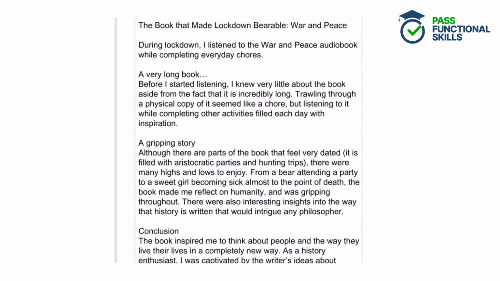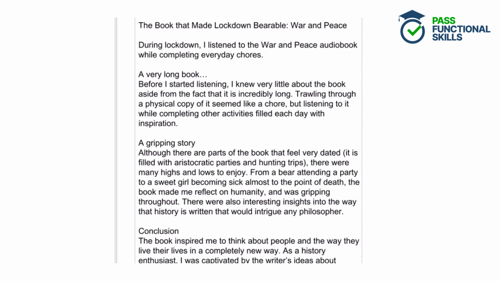The book that made lockdown bearable: War and Peace. During lockdown, I listened to the War and Peace audiobook while completing everyday chores. A very long book. Before I started listening, I knew very little about the book, aside from the fact that it is incredibly long. Trawling through a physical copy of it seemed like a chore, but listening to it while completing other activities filled each day with inspiration.